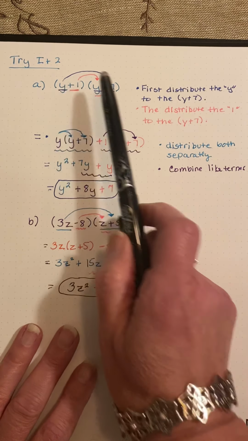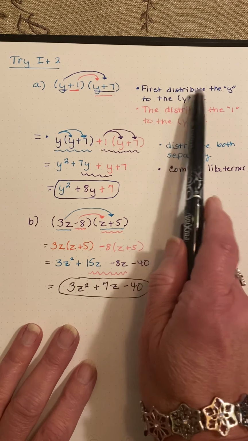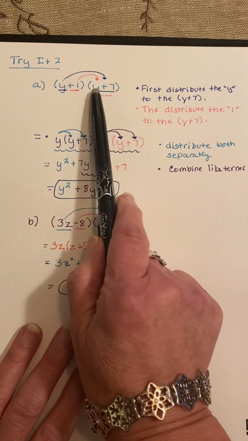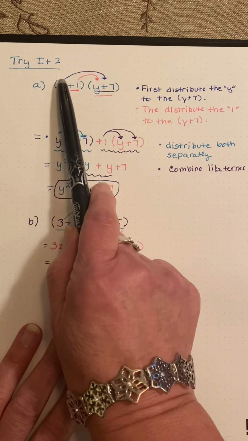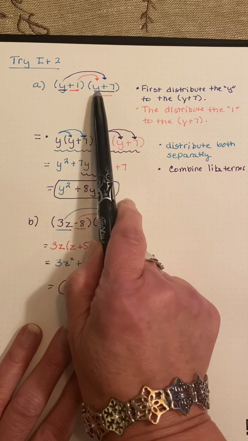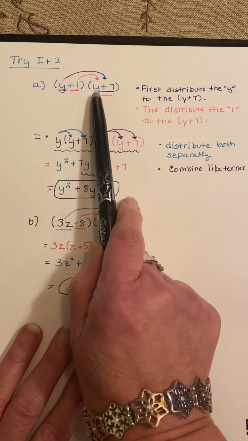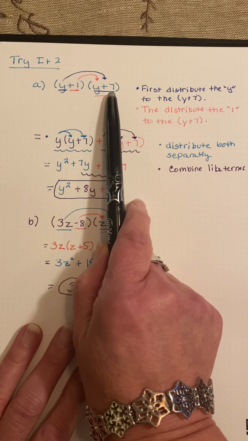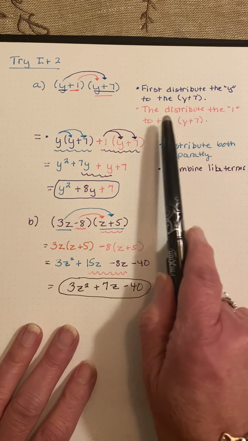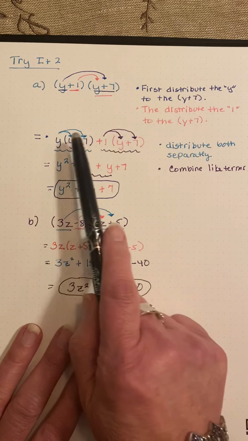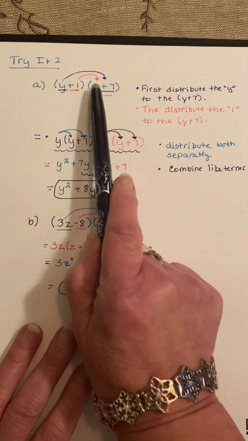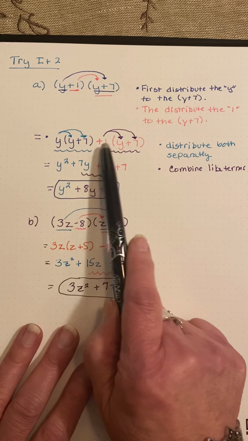So what I'm going to do is I'm going to first distribute the y to the whole thing. That's what that arrow is. I'm distributing it to the whole thing. So purple arrow to the whole thing. And then I'm going to distribute the positive 1 to the whole thing, the pinks, y plus 7. Okay? So first distribute the y to the y plus 7, and then the 1 to the y plus 7.